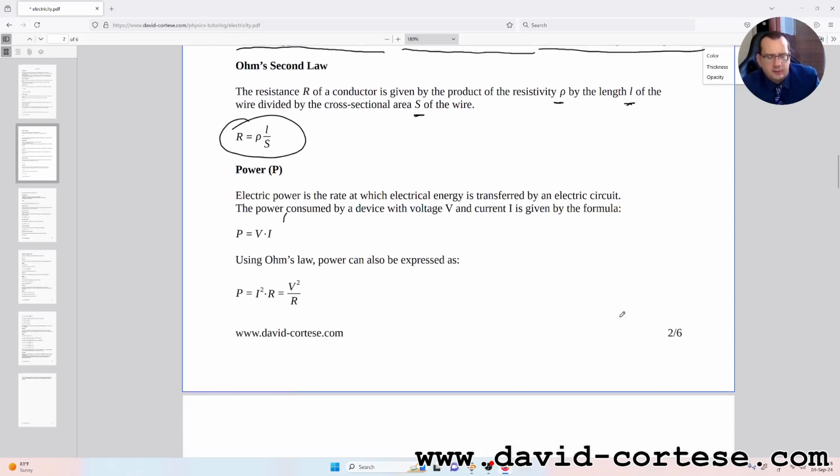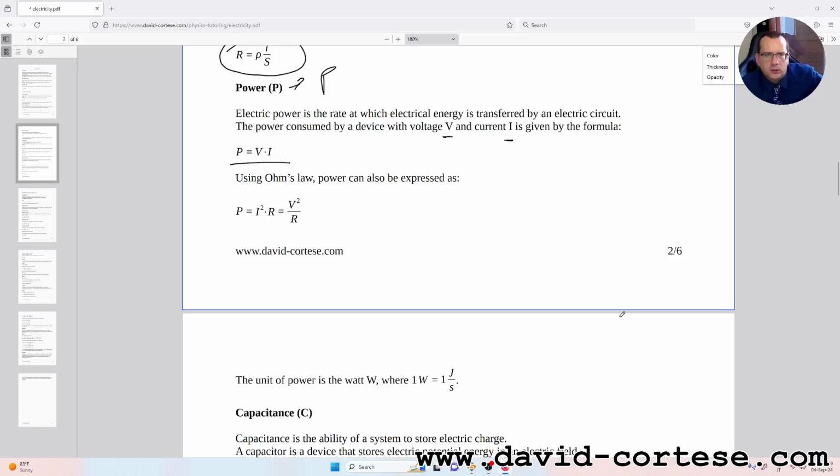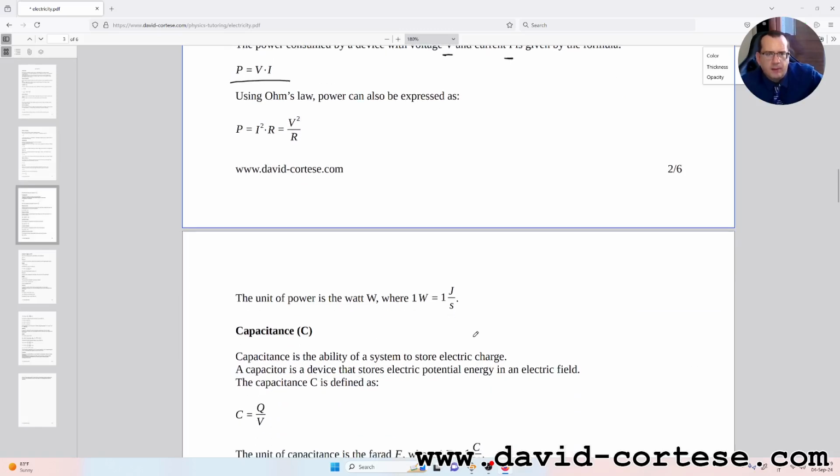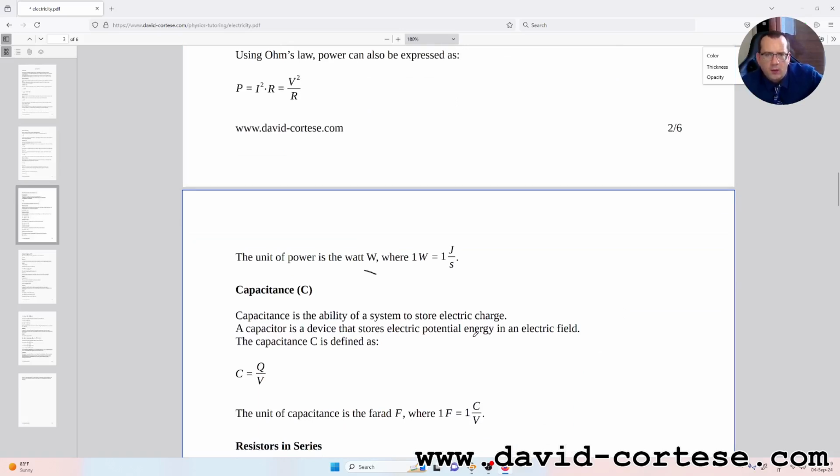Power, that we indicate with the letter P. Electric power is the rate at which electrical energy is transferred by an electric circuit. The power consumed by a device with voltage V and current I is given by the formula P is equal to V times I. Using Ohm's law, power can also be expressed as P is equal to I squared times R, that is equal to V squared over R. The unit of power is the watt, W, where 1 watt is equal to 1 joule over 1 second.